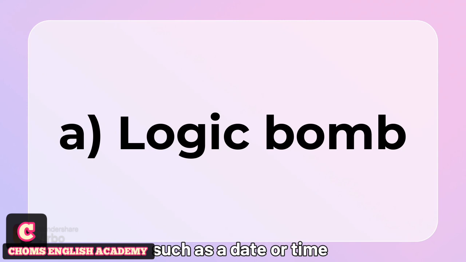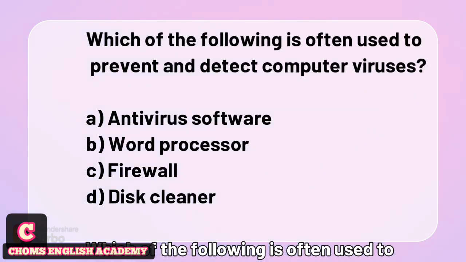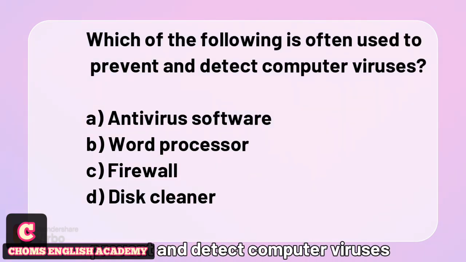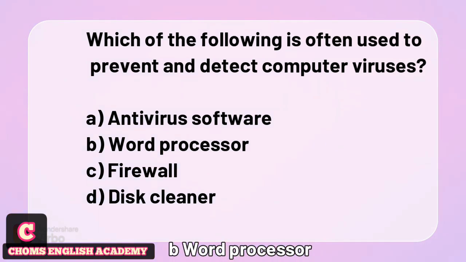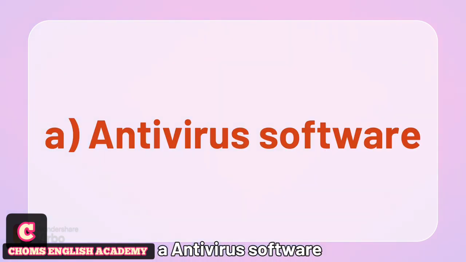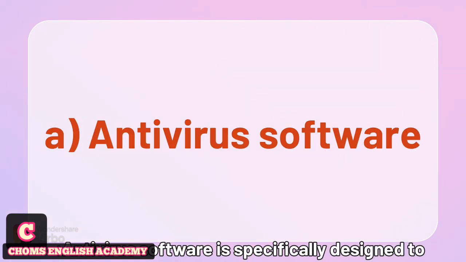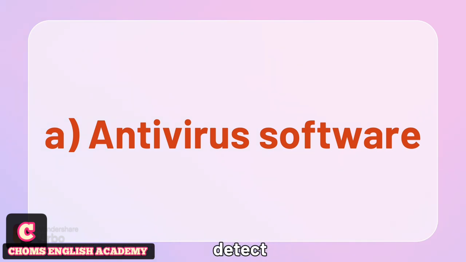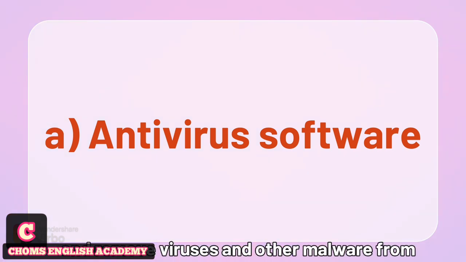Which of the following is often used to prevent and detect computer viruses? A. Antivirus software. B. Word processor. C. Firewall. D. Disk cleaner. Answer. A. Antivirus software. Antivirus software is specifically designed to detect, prevent, and remove viruses and other malware from computers.